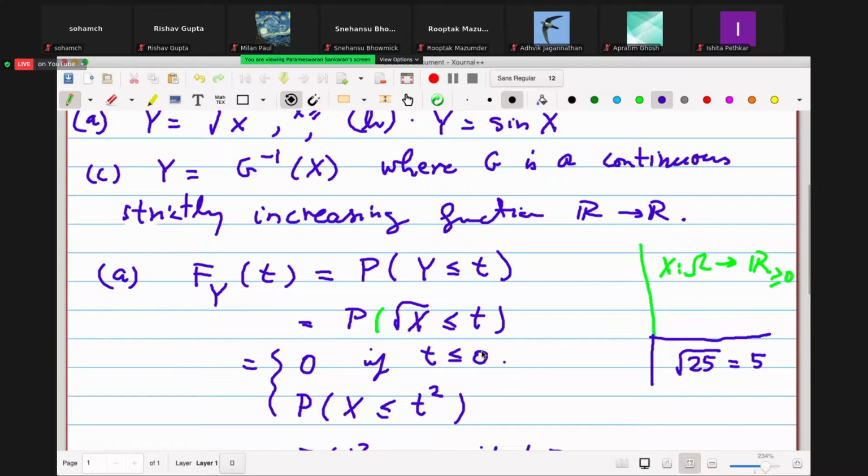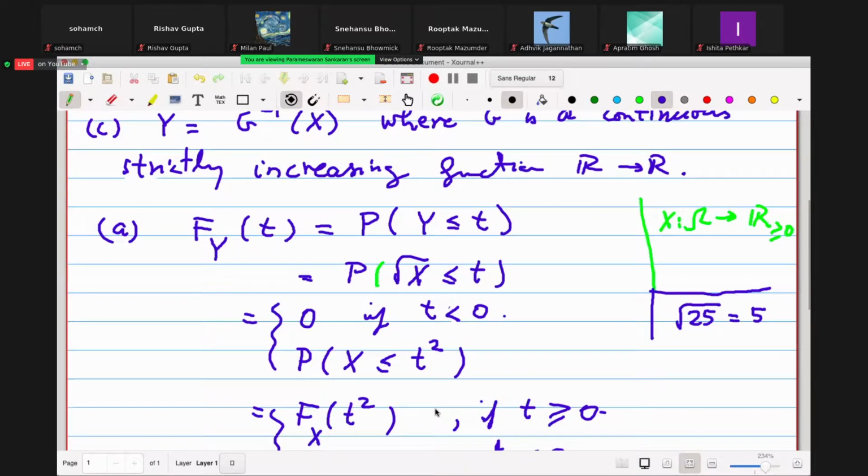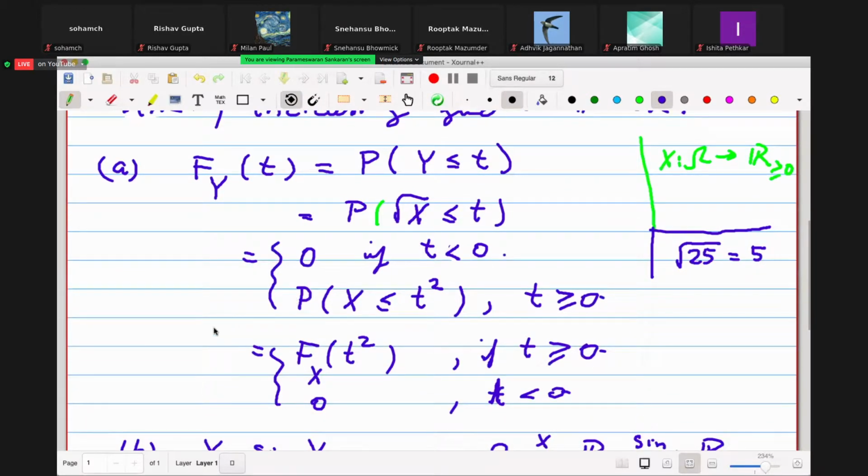I should perhaps exclude 0 here. You can really object, because it could so turn out. So t less than 0, this is 0. And this is the case if t is bigger than or equal to 0. So here I had been careful. The next step: this is the same thing as saying F_X of t squared. Again, you have to say if t is bigger than or equal to 0.